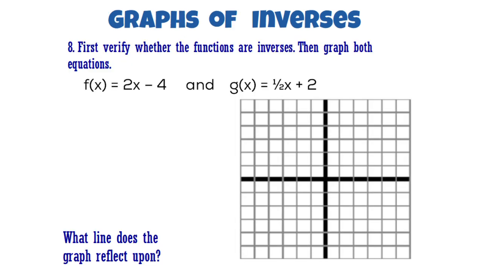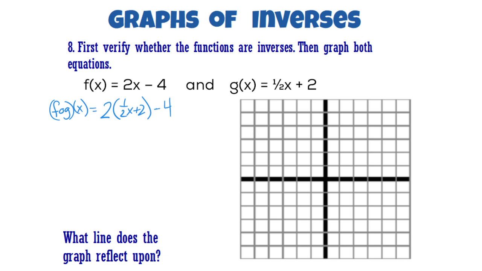Okay, so we're going to take a minute. We're going to look at some graphs of inverses. We had done one earlier, but we're going to look a little deeper into it. It says first, verify whether the functions are inverses. Then graph both equations. All right, so I'm going to do f of g of x. That means take g and put it into f. All right, so I'm going to have a 2, but instead of an x, I'm going to have a 1/2 x plus 2 that I plug in, and then it's a minus 4.